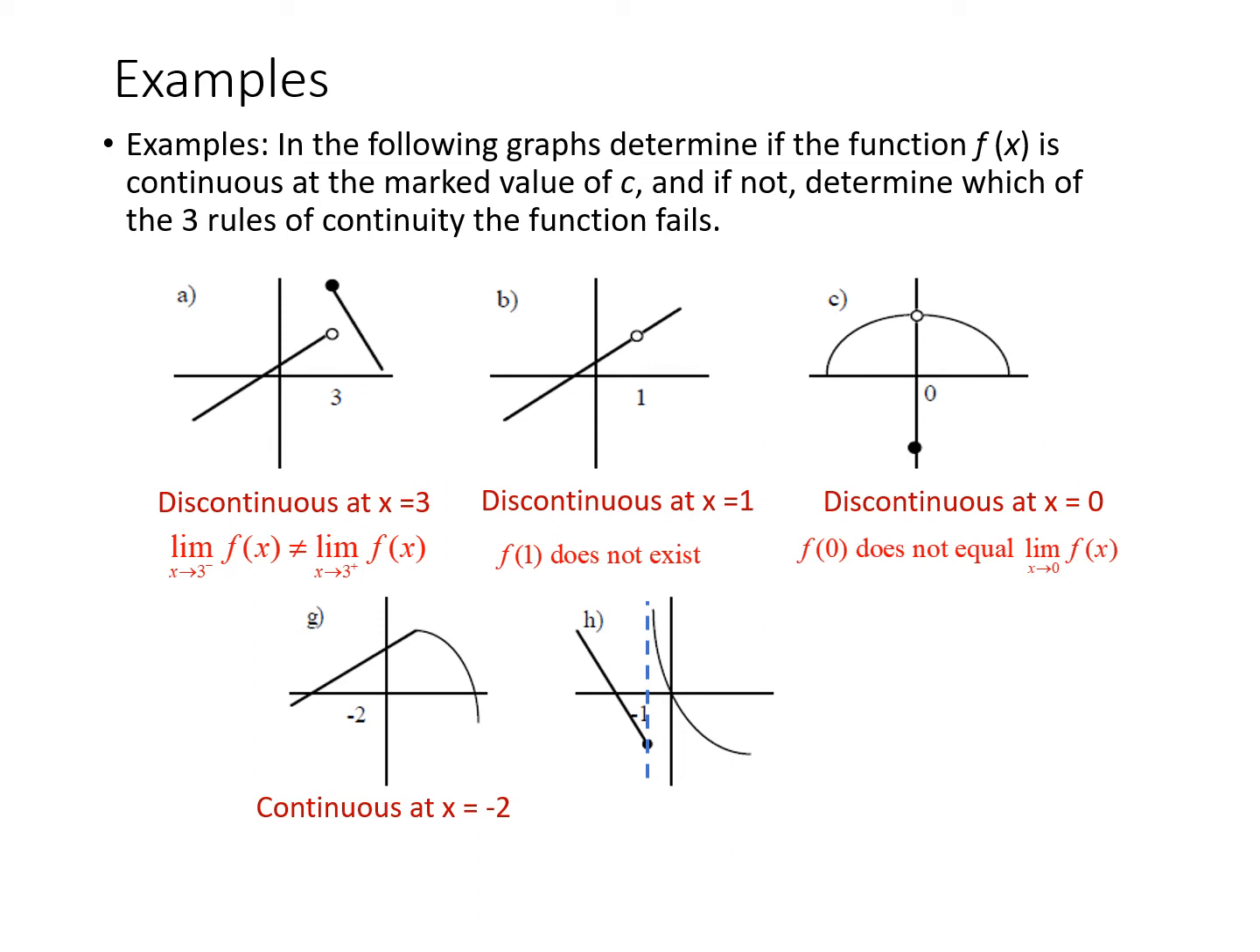H has an asymptote at x equals -1. Therefore, it's discontinuous at x equals -1. The limit as x approaches -1 of f of x does not exist. So although the function does have a value at -1, it's landing on the asymptote, but the limit does not exist. So therefore, it is not a continuous function. It does not meet all 3 parameters of the definition of continuity.